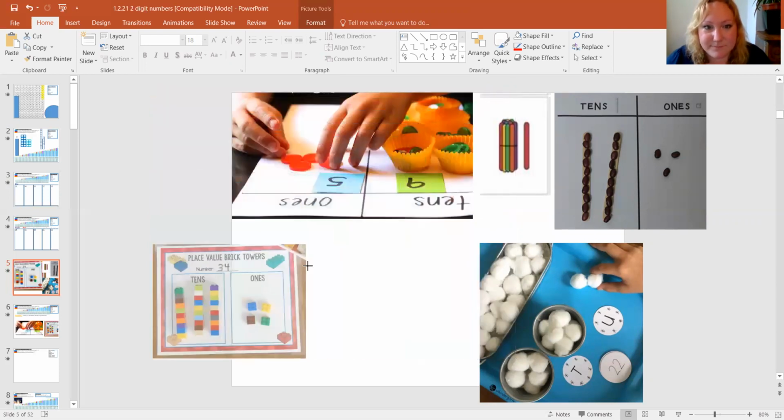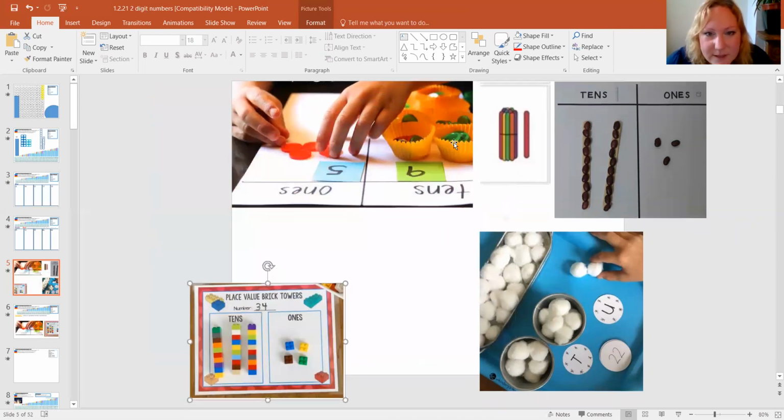Brilliant maths. This person, it looks like they've put some kind of buttons or counters into cupcake holders. Now, the reason why I wanted to show you these pictures is we're not in school. Some of us are in school, but some of us are not in school. And so it's absolutely fine to think of different ways that we can do our maths. So I thought, well, what are you going to have at home? Some of you might have Lego. Some of you might have cupcake holders. Some of you might have lolly sticks or some sticks.